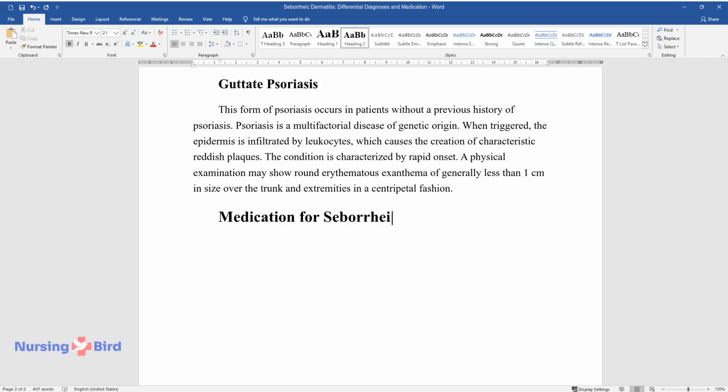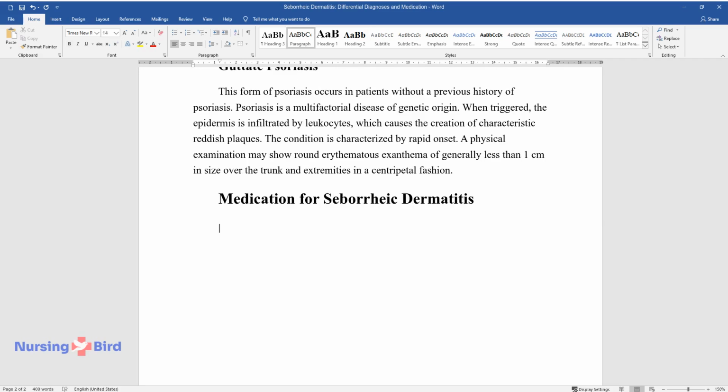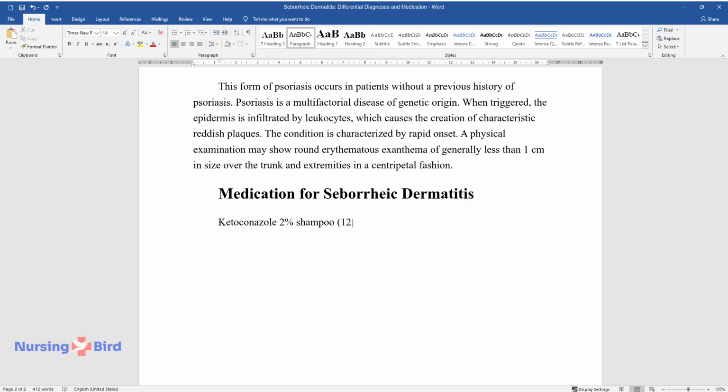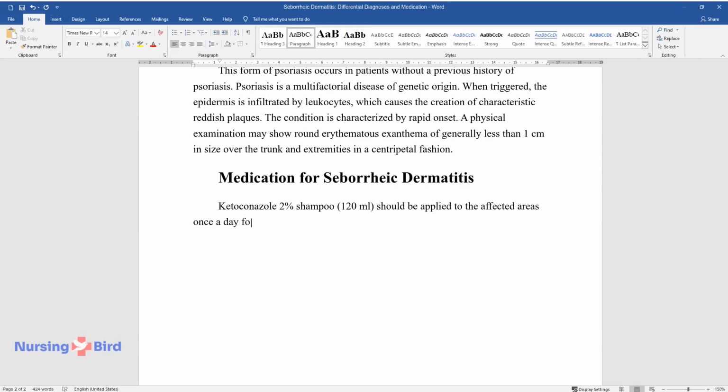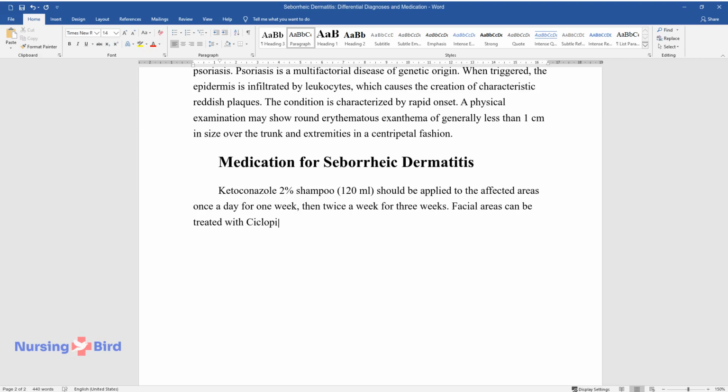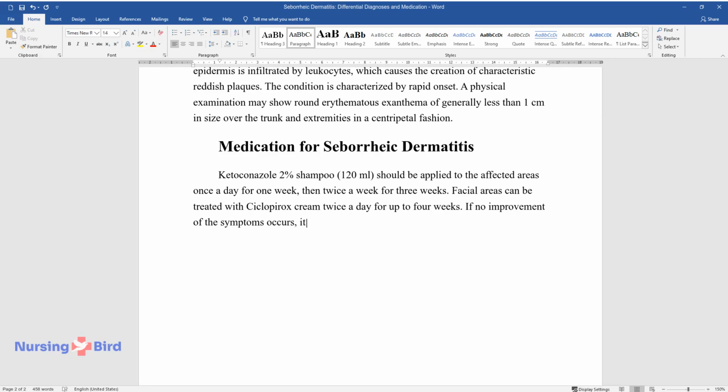Medication for seborrheic dermatitis. Ketoconazole 2% shampoo, 120 ml, should be applied to the affected areas once a day for 1 week, then twice a week for 3 weeks. Facial areas can be treated with ciclopirox cream twice a day for up to 4 weeks. If no improvement of the symptoms occurs, it is necessary to reconsider the diagnosis.